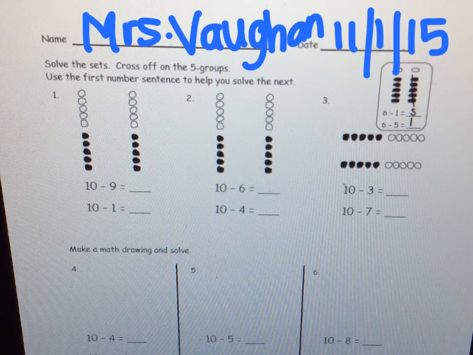So first thing we always do is read the directions. It says solve the sets. Cross off on the 5 groups. Use the first number sentence to help you solve the next. So I'm going to get my pencil out and be ready.